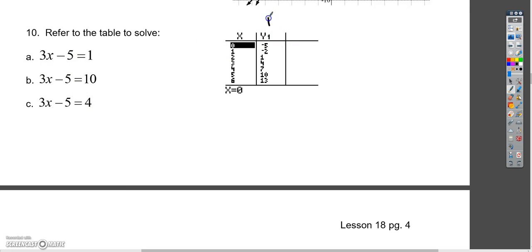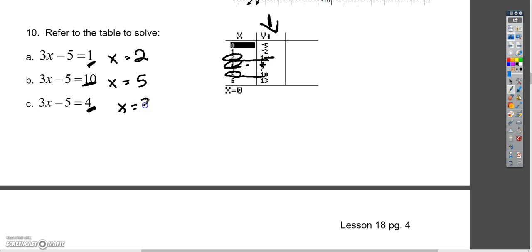Alright, so this one is a different viewpoint, the same thing. It's saying that this is y equals 1. So y equals 1, then x would equal 2. See right here? y equals 10, then x equals 5. y equals 4, and x equals 3.